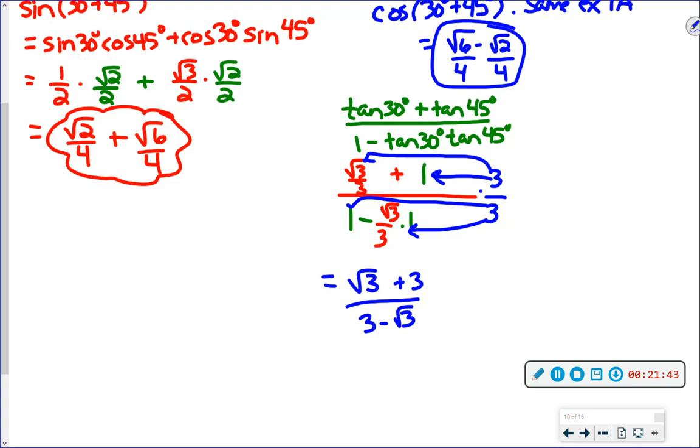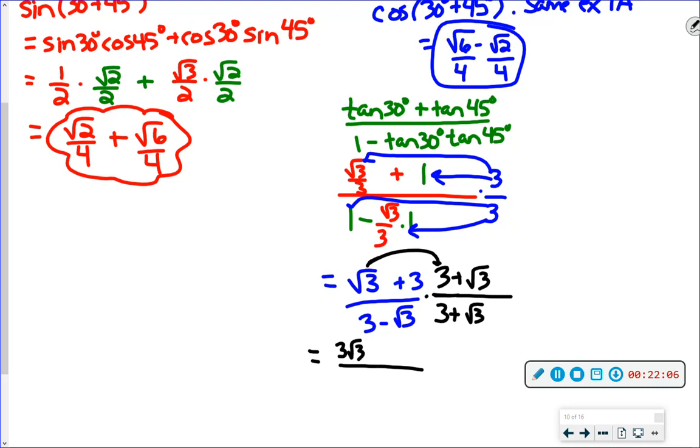Now, we are right back to the same situation. You cannot have a radical in the denominator. We are going to multiply by the conjugate of the denominator. I can't write the top here. 3 plus square root of 3. Got it. There we go. Whew. Okay, start foiling. Square root of 3 times 3.